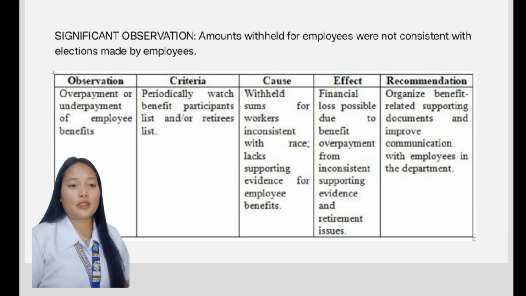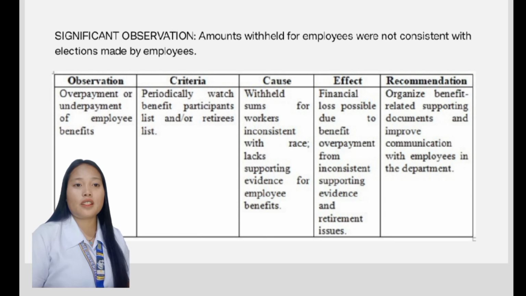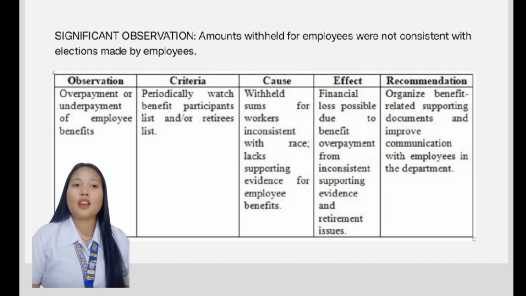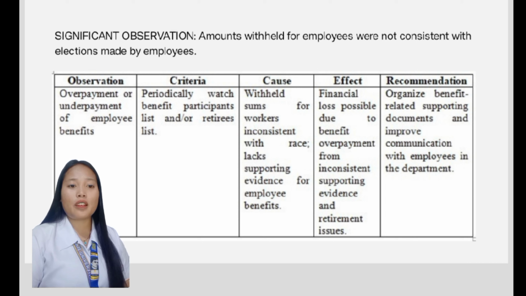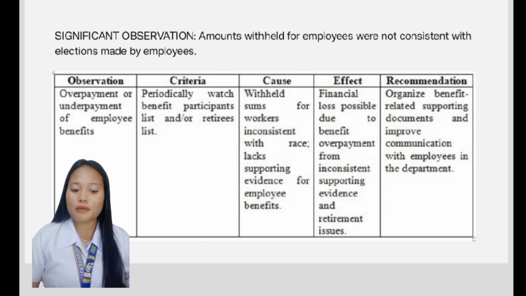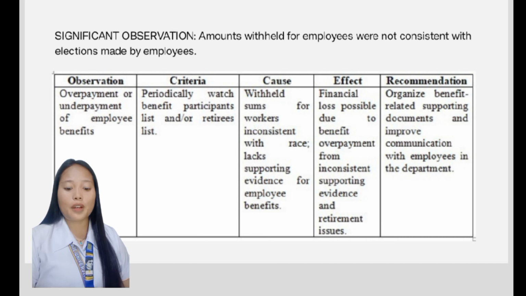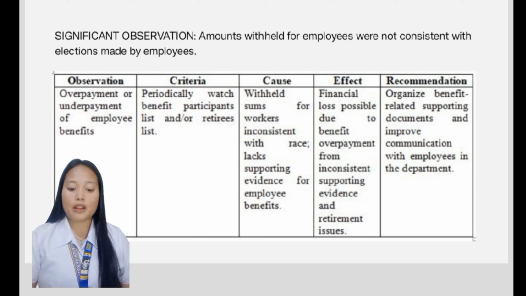Next significant observation, amounts withheld for employees were not consistent with elections made by the employees. So still basing on the recommendation, which is to organize benefit-related supporting documents and improve communication with employees in the department. So, for example, to be fair with the employees, the organization may establish a shared drive where employees can easily access documents such as benefit enrollment forms and policy manuals, and implement regular email updates or host informational sessions to keep employees informed about their benefits and any updates or changes to the program.